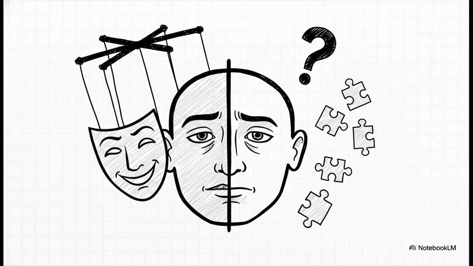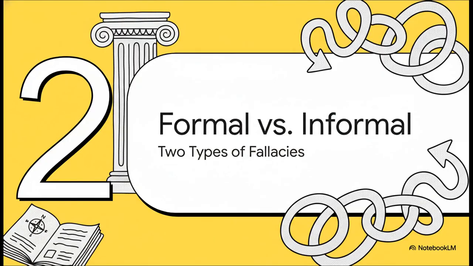And here's something you gotta know. Sometimes people use them on purpose to try and persuade you, but just as often, they're just honest mistakes. They pop up from our own biases or maybe just a little bit of carelessness. Okay, so to really get a handle on this, it helps to split them into two big groups. This is kind of the first major division in our field guide. You've got your formal fallacies and your informal fallacies.